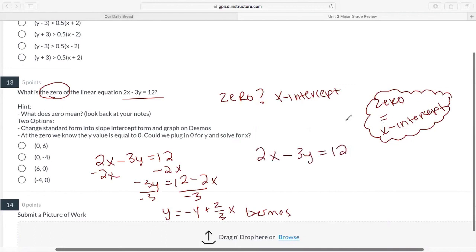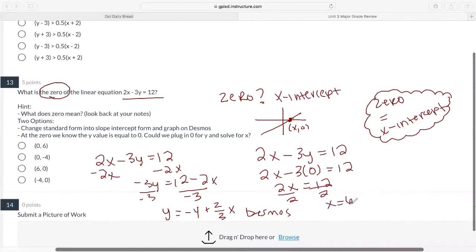If it's asking for the x-intercept, it's asking where this line crosses the x-axis. At that point, the y value is 0. Anywhere on the x-axis, the y value is 0. So what I could do is just plug in 0 for y. 2x minus 3 times 0 equals 12. That will give me 2x. 3 times 0 is 0, so I can just cancel that out, equals 12. Divide both sides by 2. That would give me x equals 6. So the x-intercept is 6.